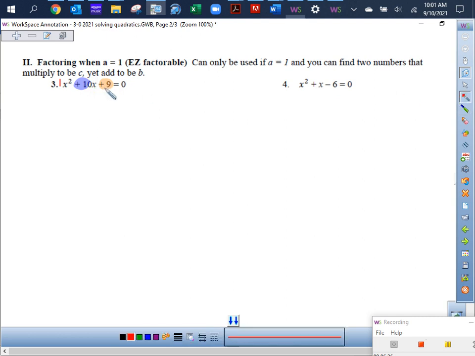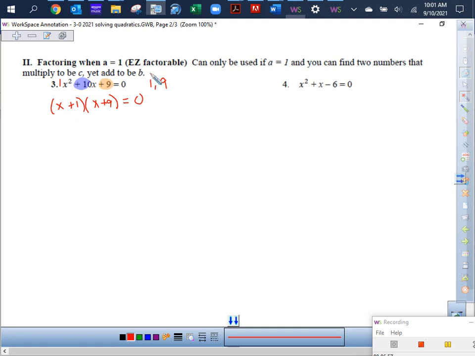So, thinking about their signs, if two numbers have to multiply together to be 9, they're either both positive or both negative. So, I'm going to do a positive 1 and a positive 9 in that case. And would you believe that those two also add together to be a positive 10? So, the reason why we call it easy factor is because you don't have to do a lot of work. You just set your parentheses up with whatever letter they're using, with an x first in this case as a group, and then you got an x plus 9. Keep it equal to 0.